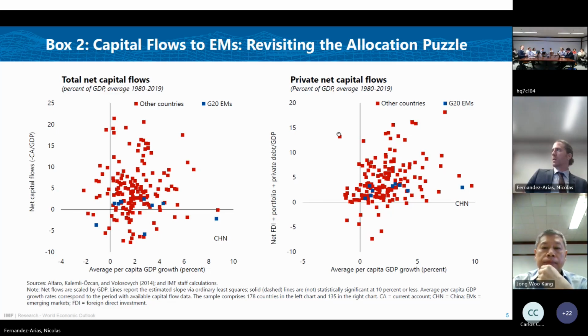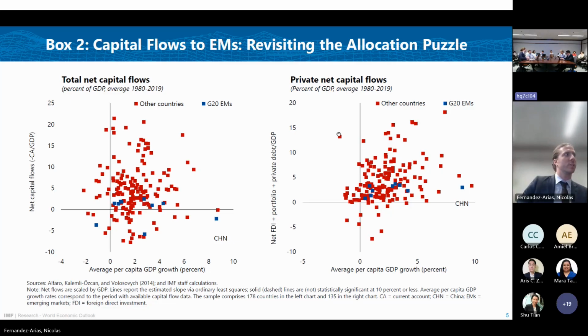So this basically shows that the allocation puzzle is due to public flows, which in turn reflect reserve accumulation by fast growing G20 emerging markets. Meanwhile, private capital flows are associated with faster growth, which points to increasing financial integration being beneficial to growth in these economies. So I've been talking a little about financial flows in the last couple of slides, and these are important, of course, and worth looking into in future work.